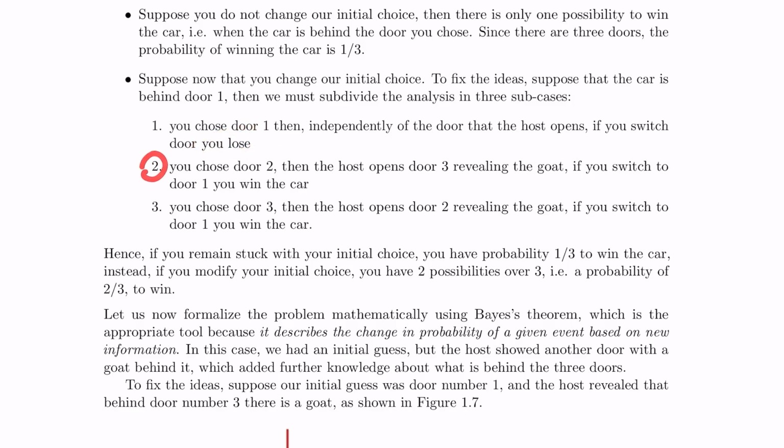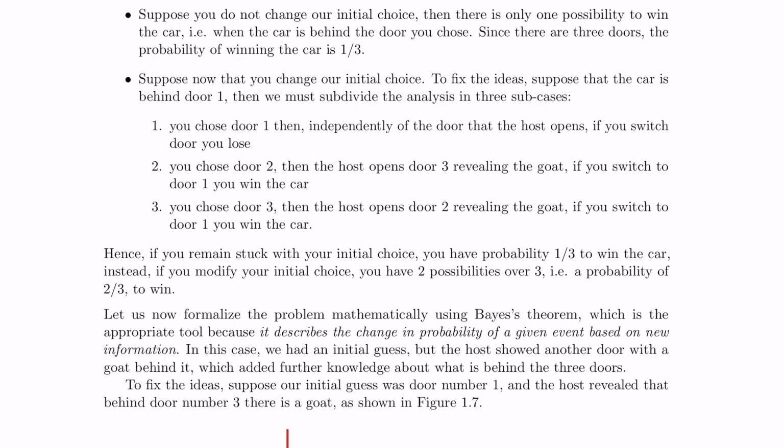The second case is when you chose door 2. Then the host is bound to open door 3, revealing the goat. The only switch you can make is to door 1, and you win the car. In the third and final case, you chose door 3, the host is bound to open door 2, revealing the goat. You can only switch to door 1, and you win again the car.